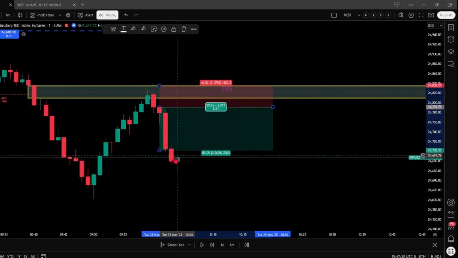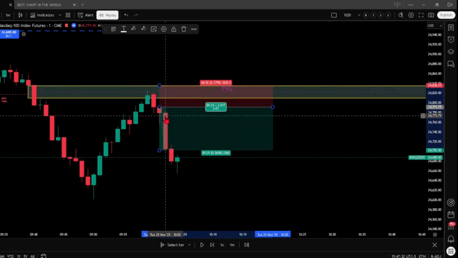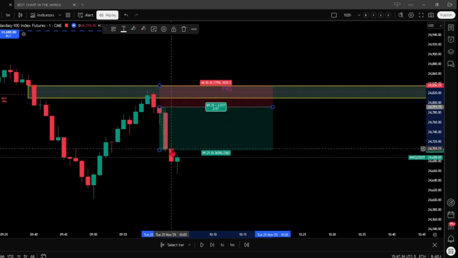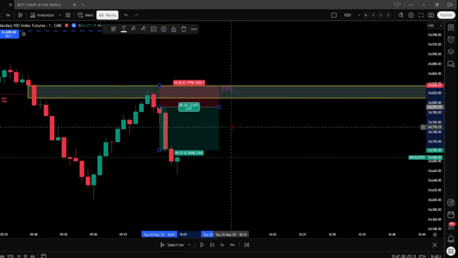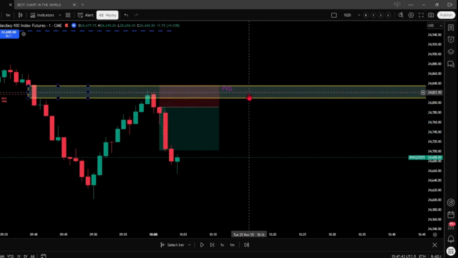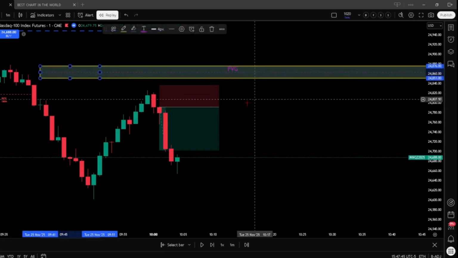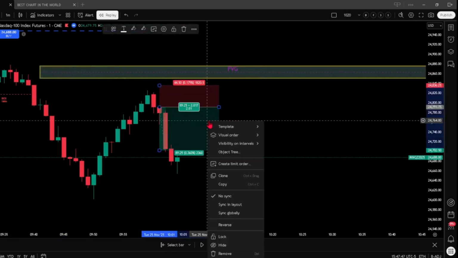Now, this is a bearish signal, and then I'm going to take this off the screen, and then I'm going to look for a bullish signal. So I'm going to move this out of the way. I'm going to clear this.